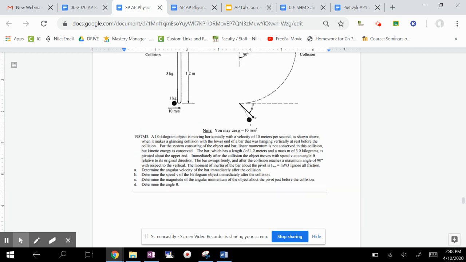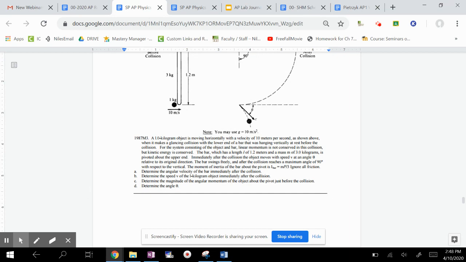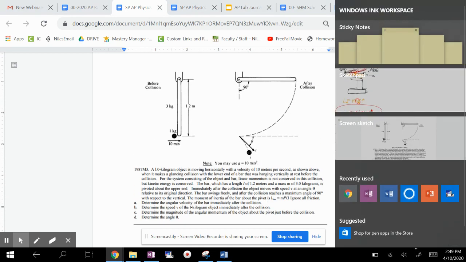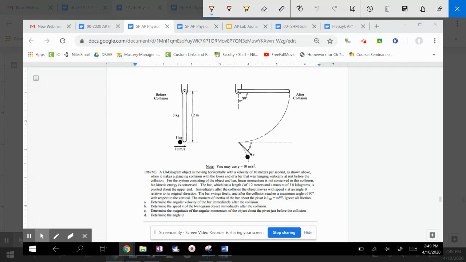Okay. So this is an energy problem. And at this point, right after the collision, this bar now has rotational kinetic energy. When it goes up to the highest point, it's at rest and it has gravitational potential energy.